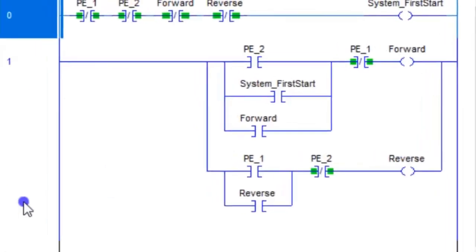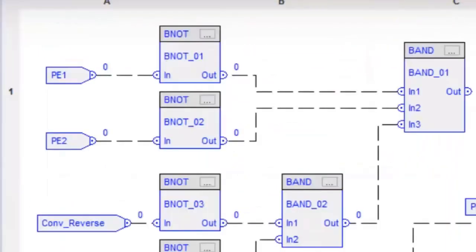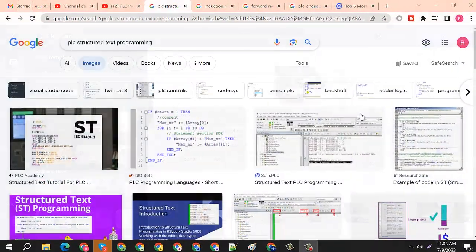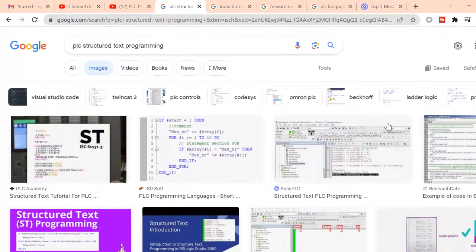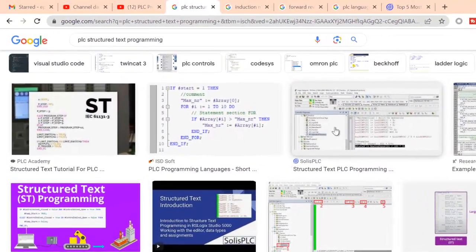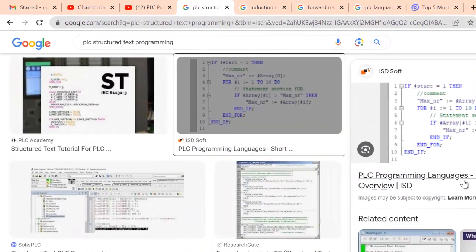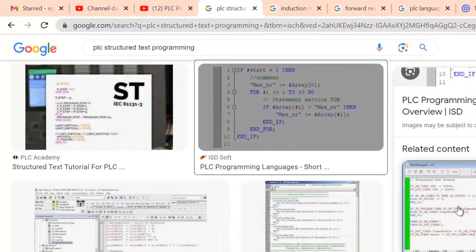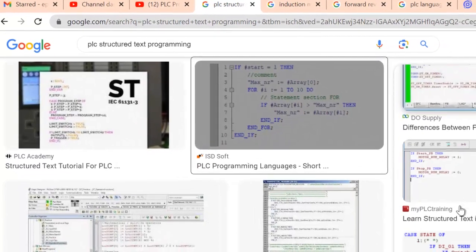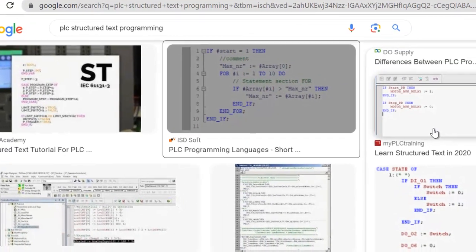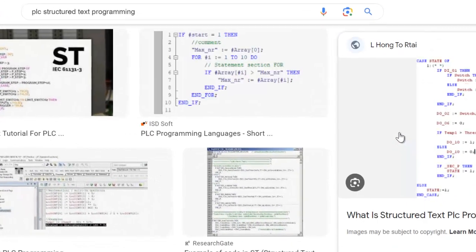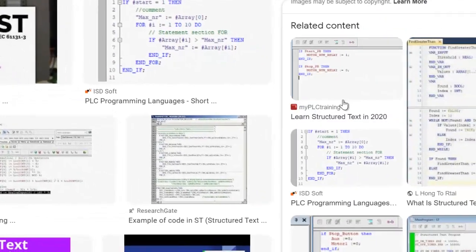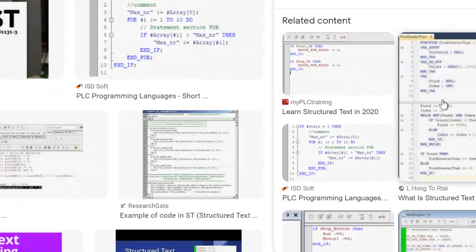Elements of SFC. Steps represent individual actions or operations within the control system. Transitions define the conditions for moving from one step to another. Branches allow for alternative paths or decision-making within the control system. Connectors establish connections between steps, transitions, and branches. Initial step specifies the starting point of the SFC. Final step marks the end or completion of the SFC.